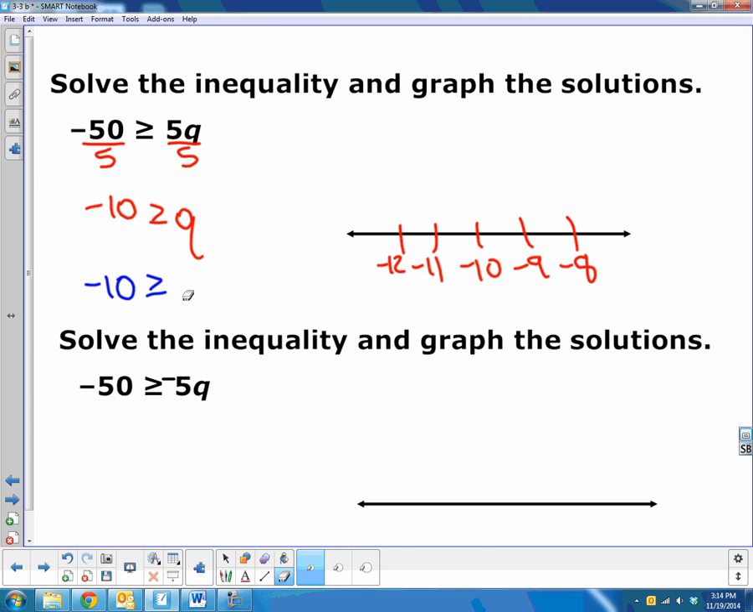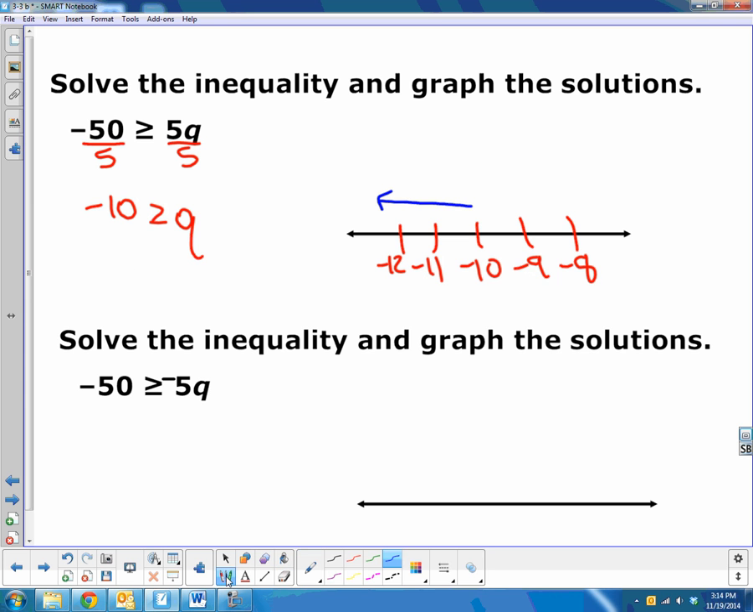Negative 10 is going to be greater than or equal to q. So negative 10 being greater than or equal to negative 9 would not work for this one. That would be wrong. Negative 11 is going to be less than negative 10. Negative 10 is going to be greater than or equal to negative 11. That does work. And so all the numbers that are less than negative 10 are going to be going in this direction. So negative 11 is less than or equal to negative 10, and that does work.